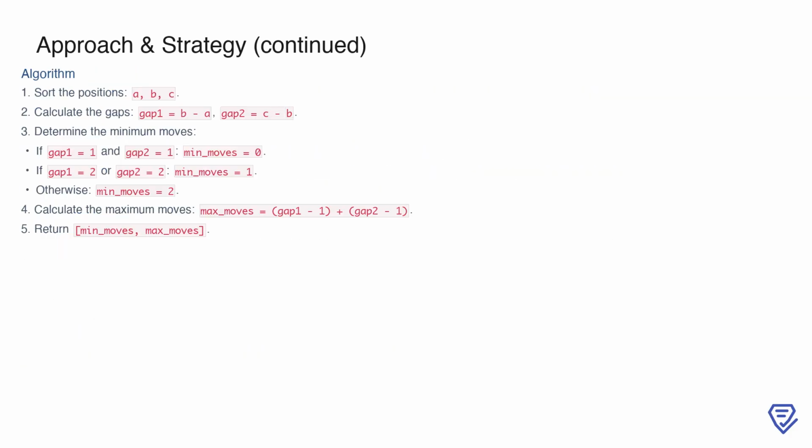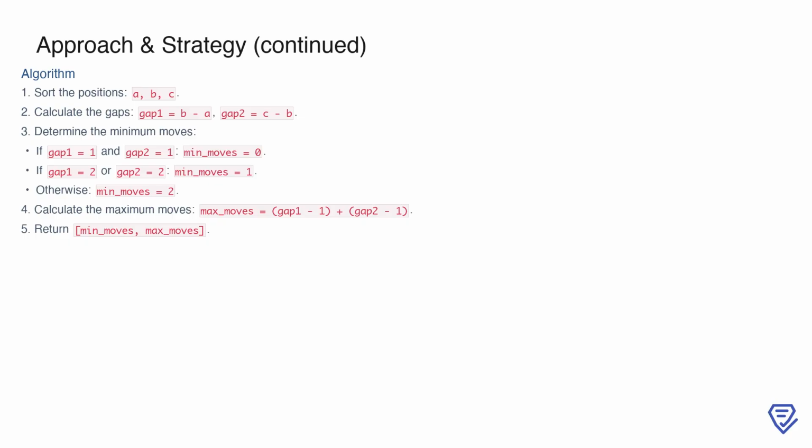The algorithm for this problem can be broken down into a series of straightforward steps. First, we sort the positions A, B, and C to ensure they are in ascending order. Then, we calculate the two gaps, gap 1, which is B minus A, and gap 2, which is C minus B. Using these gaps, we can determine the minimum number of moves. If both gaps are equal to 1, meaning the stones are already consecutive, the minimum moves are 0. If one of the gaps equals 2, only one move is needed to make the stones consecutive. Otherwise, at least 2 moves are required.